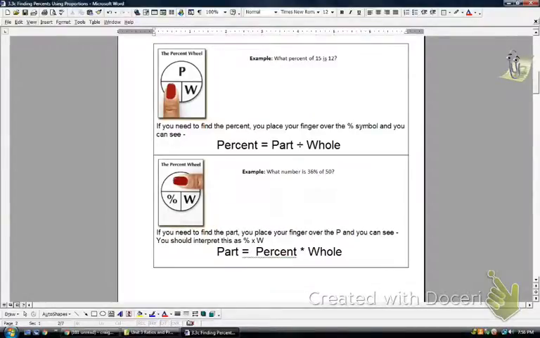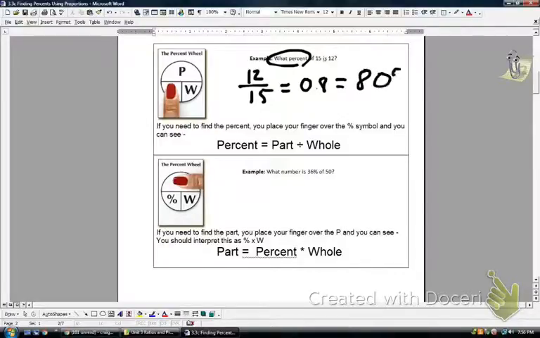Our next example is, what percent of 15 is 12? Here you can see that we're trying to find the percent. So we're going to cover the percent in our percent wheel, just like is shown in the picture. And then you can see to find the percent, you're going to take the part divided by the whole. When you do 12 divided by 15 on your calculator, it comes out to be 0.8, but we're finding a percentage, so that is 80%.